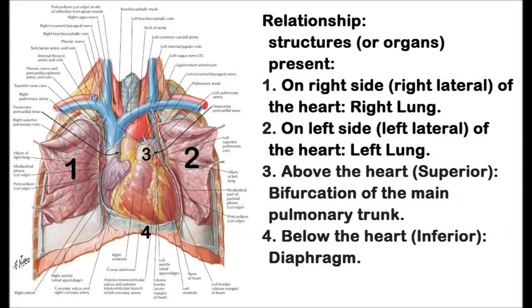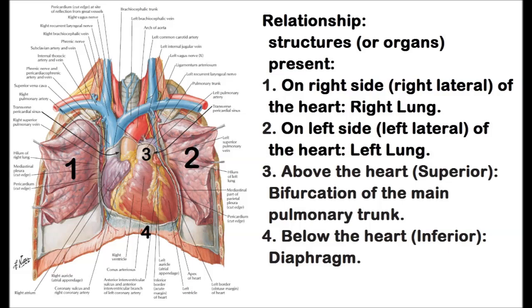Some organs or parts of the body are present on the right side of the heart, while others are present on the left side of the heart, above the heart, below the heart, in front of the heart and behind the heart. All this comes under relationship. For example, on the right side of the heart, the right lung is present, and on the left side of the heart, the left lung is present. So, on the lateral sides of the heart, we have the right lung and the left lung.